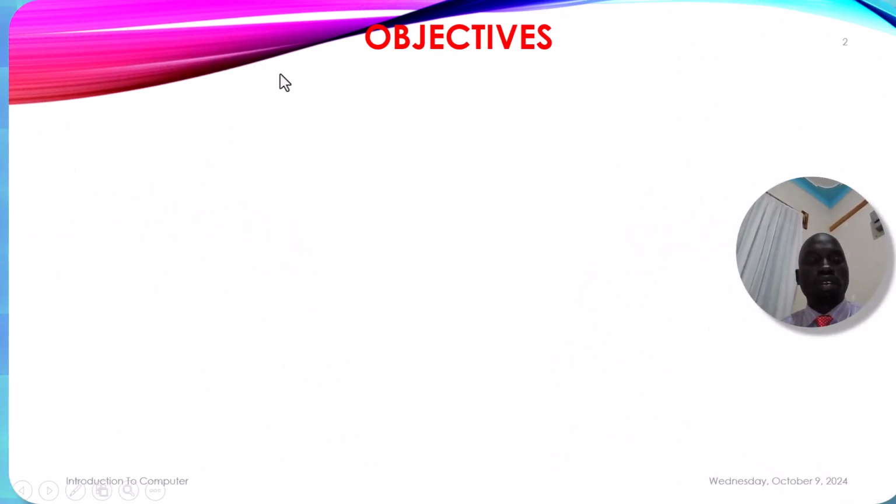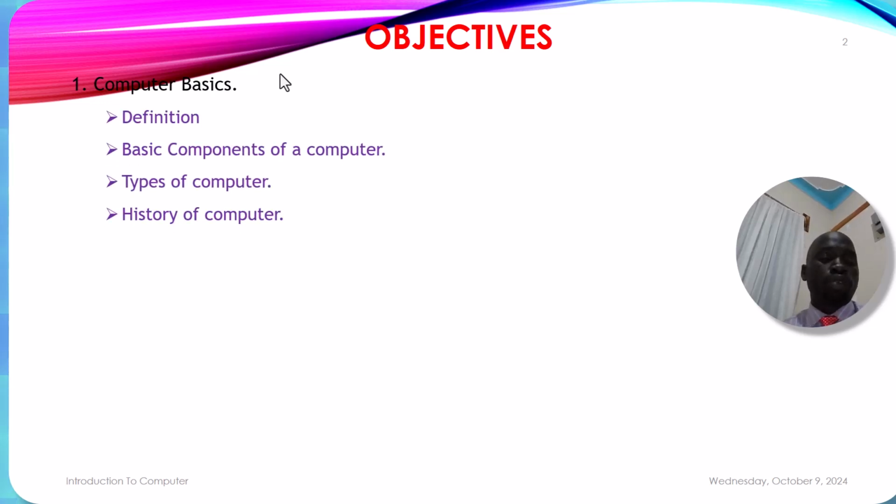Yeah, that is the objectives. Let us look at the objectives that we like to fulfill by the end of this. By the end of this, we should be able to know computer basics. That's objective number 1, which may include the definition, the basic components of a computer, the types of a computer, and the history of computer.